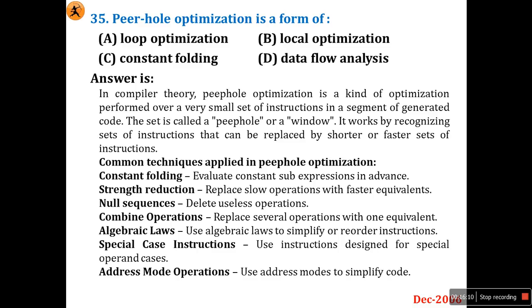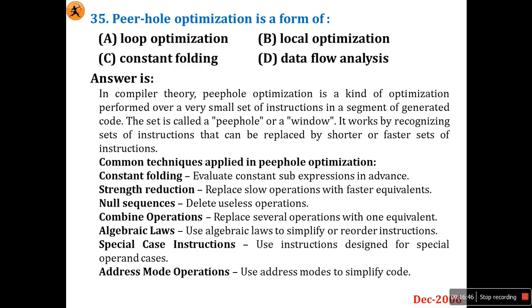Next one, strength reduction: replace slow operations with faster equivalents. Null sequences: delete useless operations. Combine operations: replace several operations with one equivalent. Algebraic laws: use algebraic laws to simplify or reorder instructions. Special case instructions: use instructions designed for special operand cases. Address mode operations: use address modes to simplify code. These are the techniques we use to reduce the code.